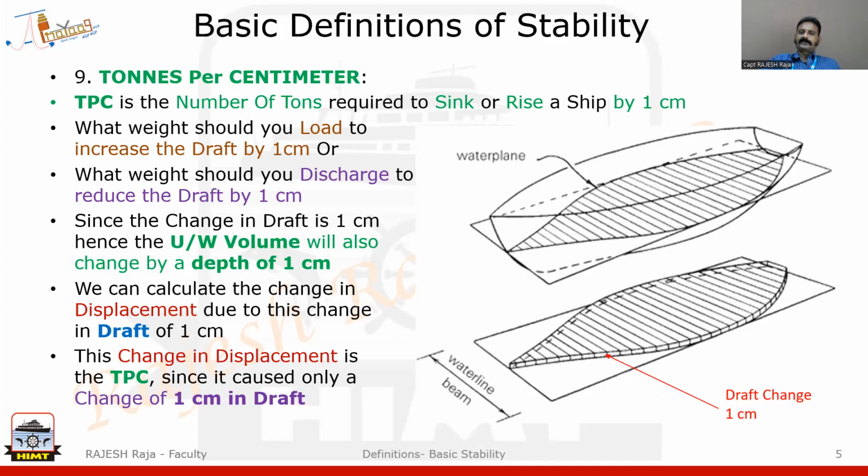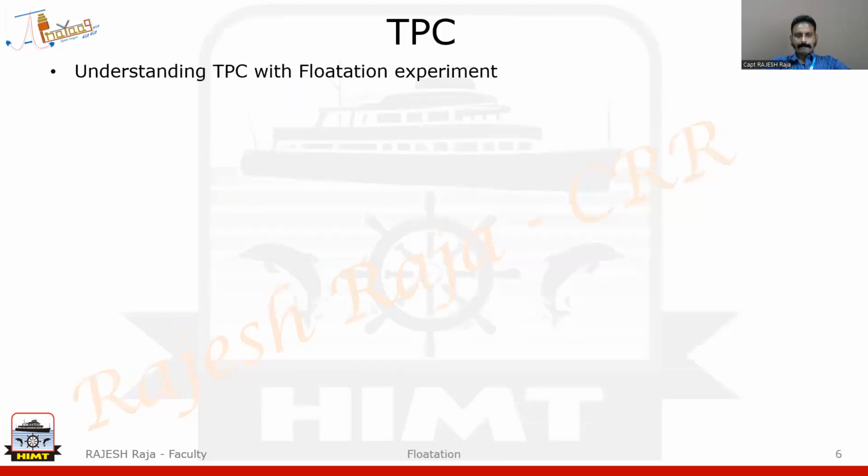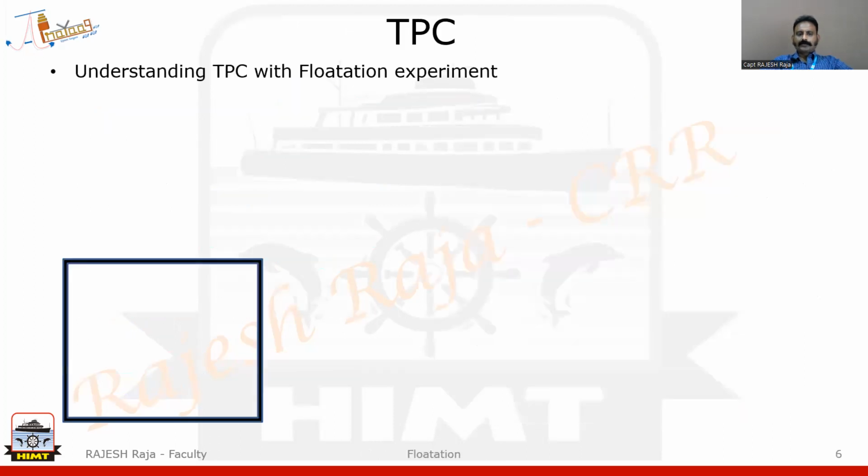You will see in US vessels and all Western countries, the same TPC is also called differently as tons per inch. It is called TPI. The concept is the same, only thing is there they're asking rise and sink of 1 inch. But let us go by centimeter, it is much easier and we are used to this unit. Okay. Now I'm going to show you the same TPC experiment by our old flotation experiment.